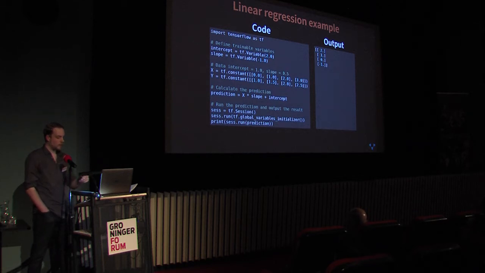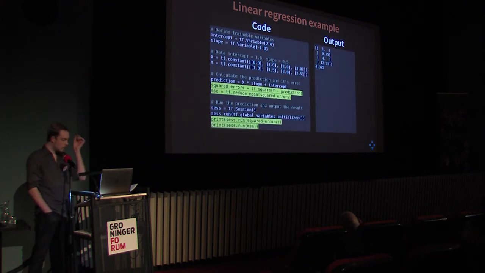So 0, 1, 2, and 3 combined with that intercept and slope gives you this downward facing line that starts at y is 2. So that's not what we want. We want to optimize this.